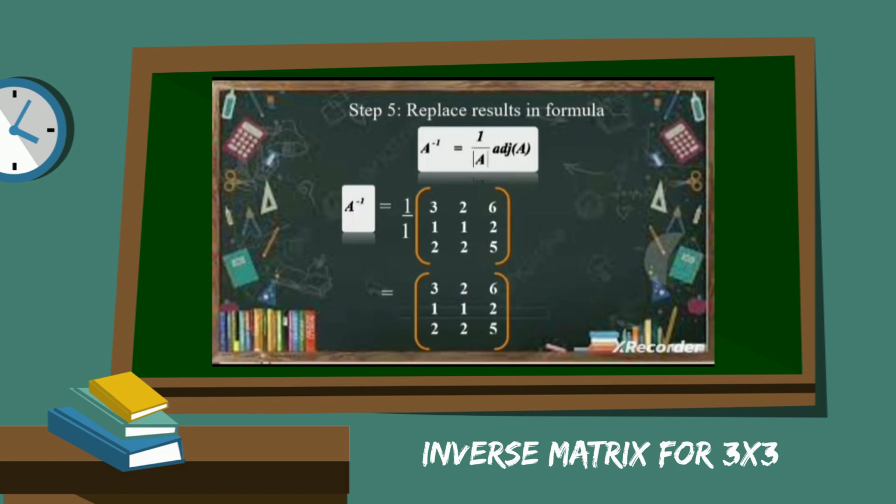The last step is to replace the result in the formula. Replace the determinant that we found, which is 1, and put in the matrix that we found as the adjoint, and our matrix A is shown. Last, 1 over 1 is a scalar and we need to multiply it by the matrix. And the final answer for the inverse matrix 3 by 3.